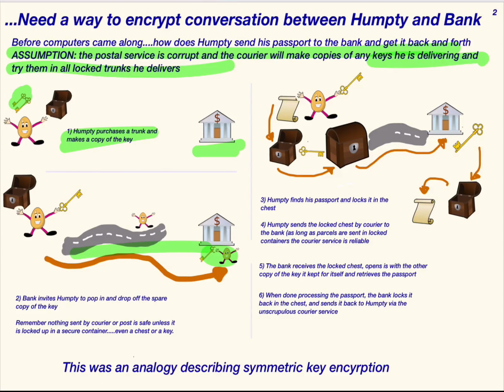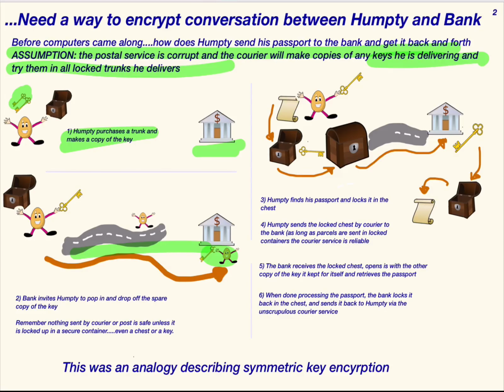So Humpty doesn't want to send this key, obviously, by this corrupt courier. So he's going to walk 500 miles in person to the bank and deliver the key to the bank, right? I just made a note there. So nothing sent by the courier or the post is safe unless it's locked up in a secure container, like one of these chests. So Humpty then returns home to his house, right? So he walks back 500 miles, leaves the key that he delivered at the bank, and goes home.